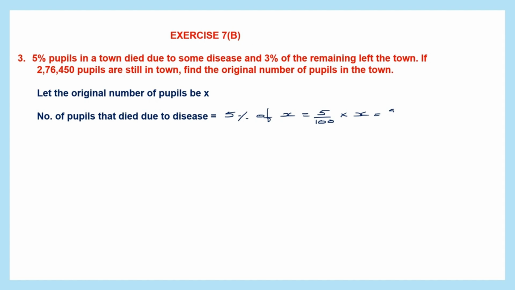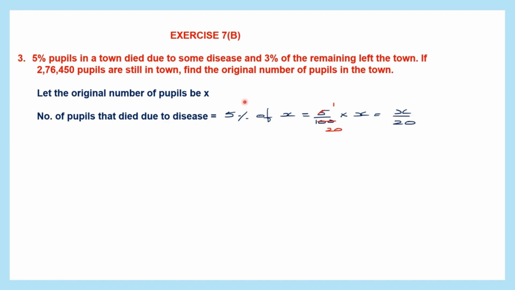Or we can even reduce it to the lowest term. So here we can reduce this itself. So here we can make it 1 by 20. So what do we get here? 1 into x is x, x by 20. So we have smaller numbers to work with. So this is the number of pupils that died due to the disease.